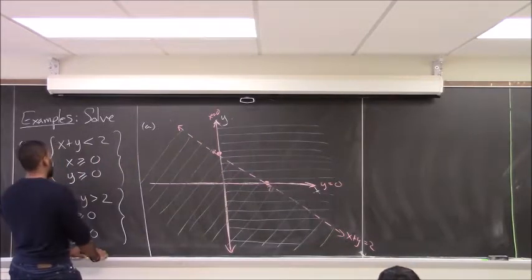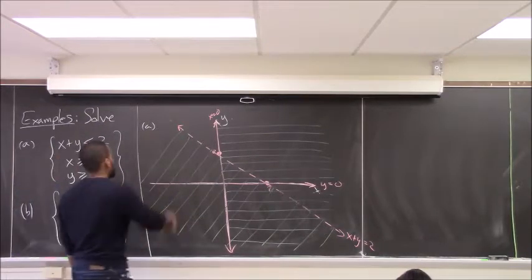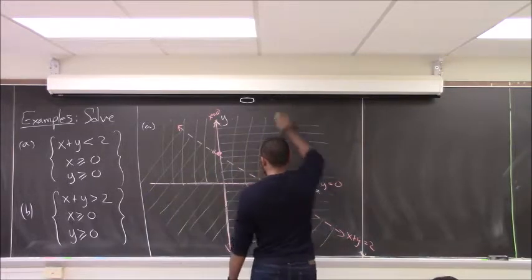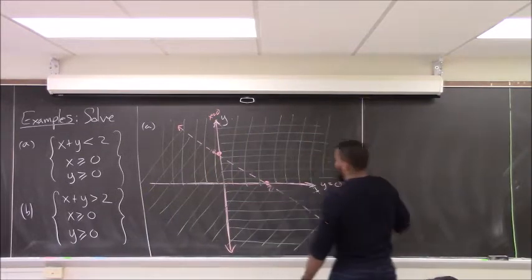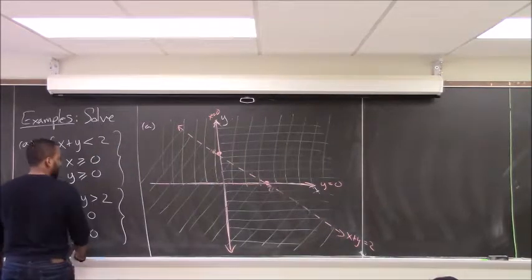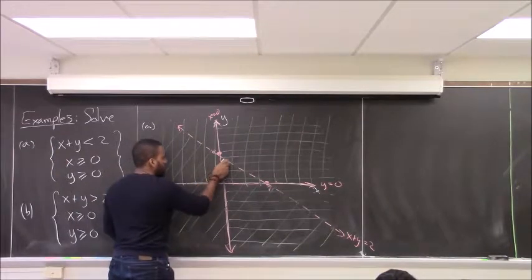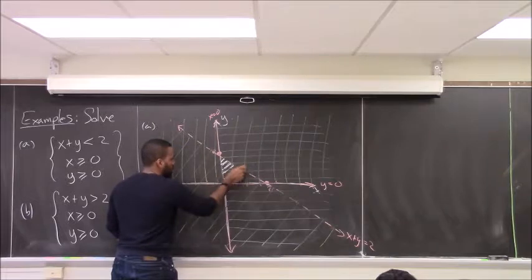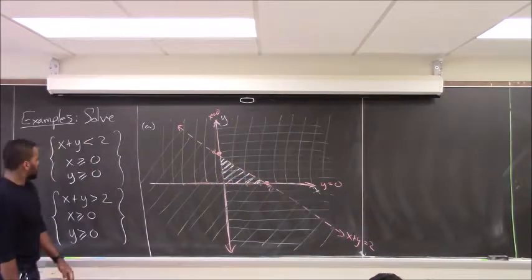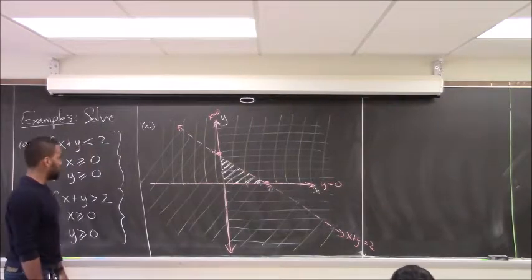Then I want y to be greater than or equal to 0. This is y equals 0. This means I want all y values above that line. And as you can see, there's one region in which all of these overlap. And that is our feasible region here. So that triangle is the feasible region for this situation, right?